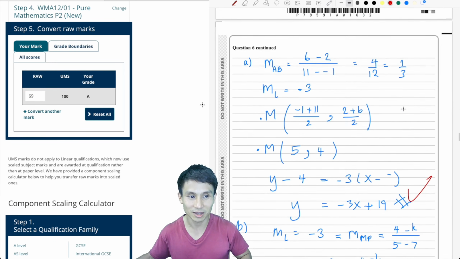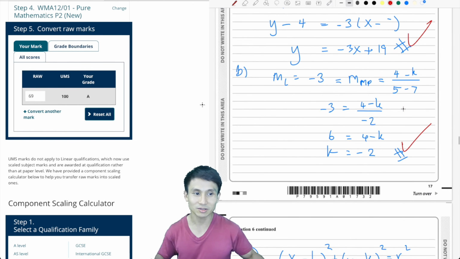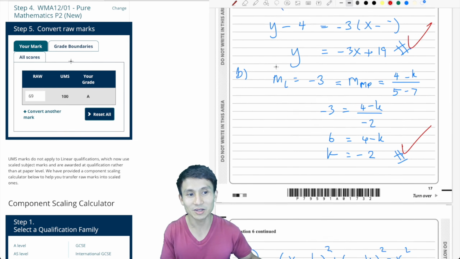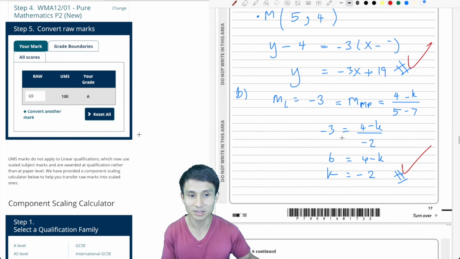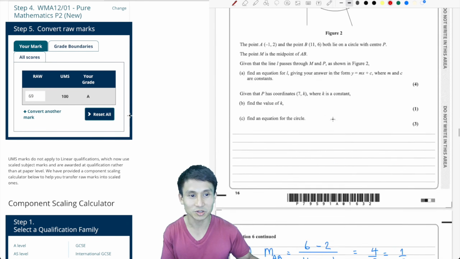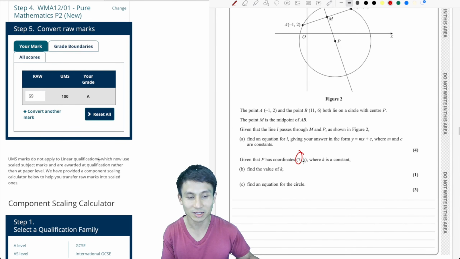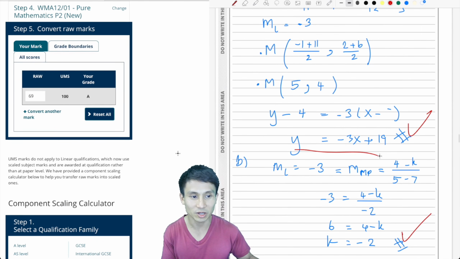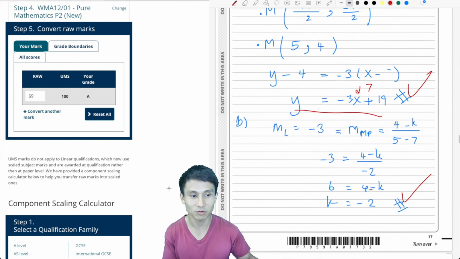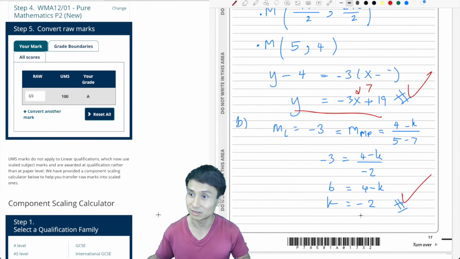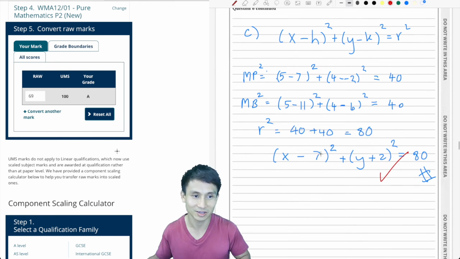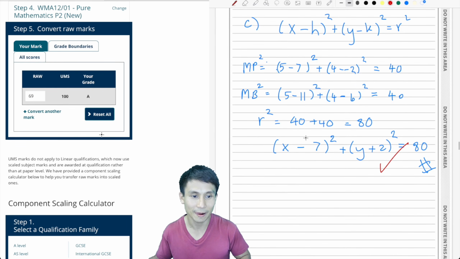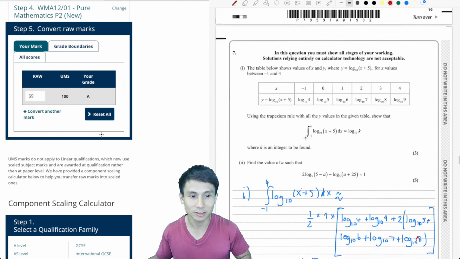This one was fine. I just got an idea that you probably didn't have. I probably didn't have to do this, because I could have just substituted 7 here into the linear equation I got, and I would have got -2 as well. So I didn't think of that. Sorry about that. Okay. And yeah, this is a circle equation, so that was fine.